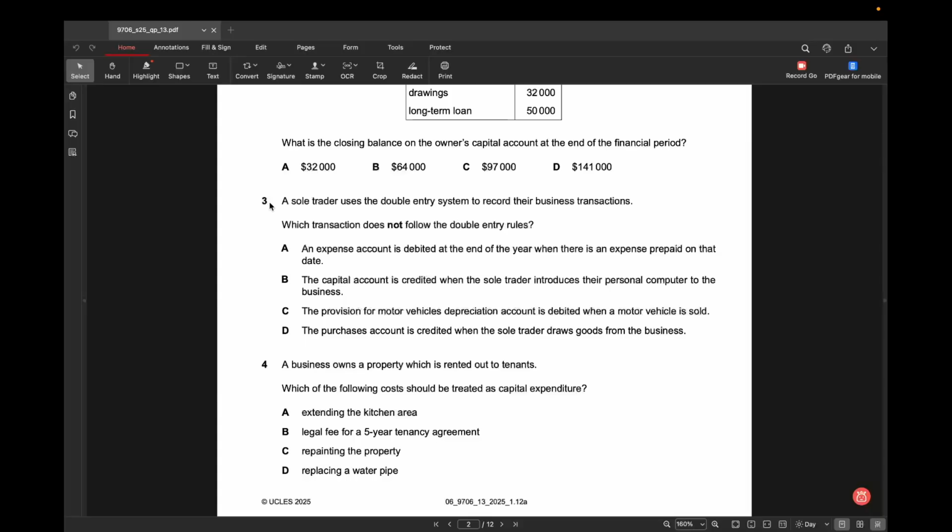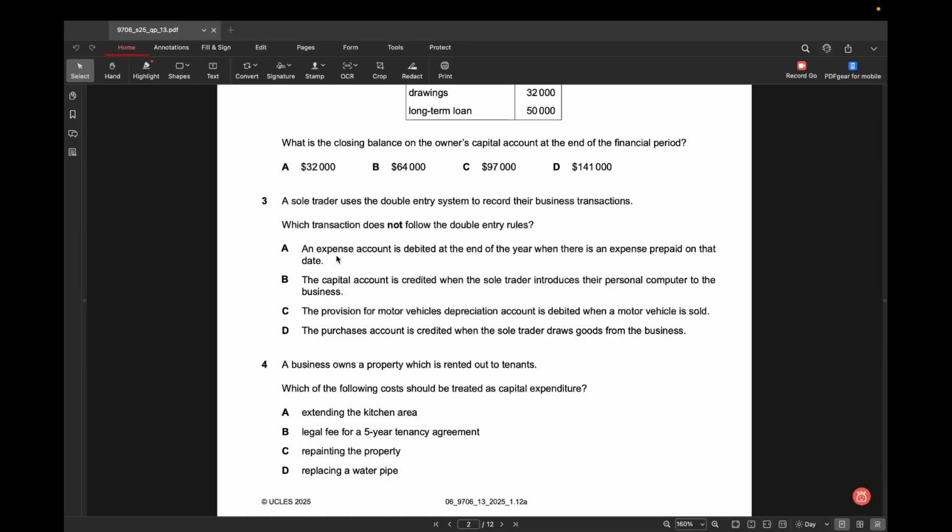Question number 3. A sole trader uses the double entry system to record their business transactions. Which transaction does not follow the double entry rule? In this, the first entry, the expense account is debited at the end of the year when there is a prepaid expense on that date.